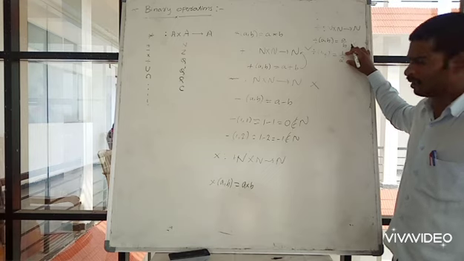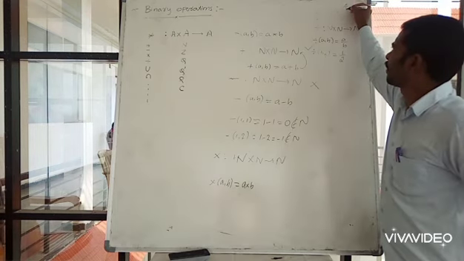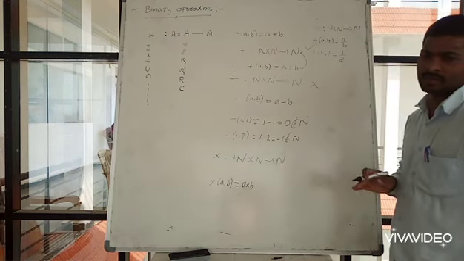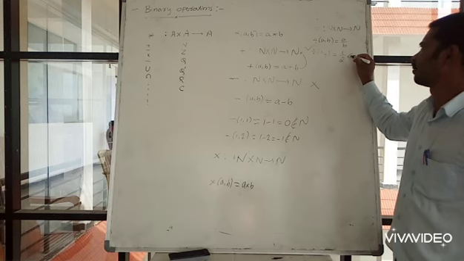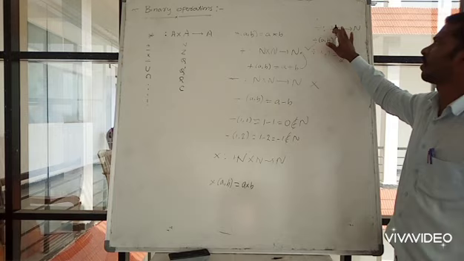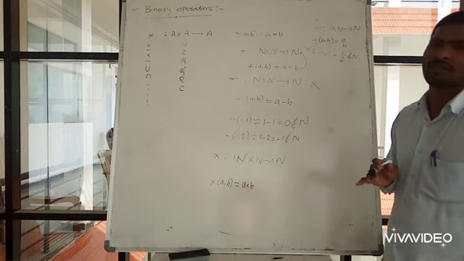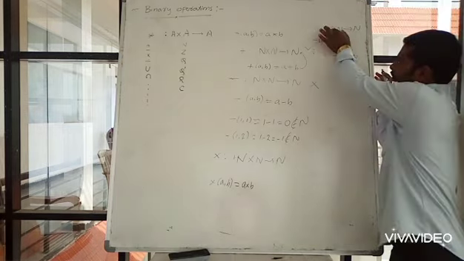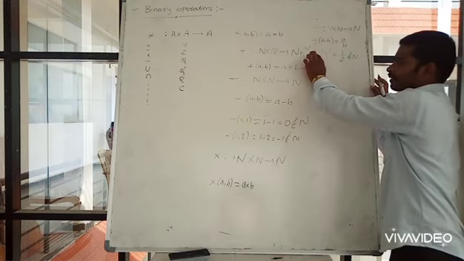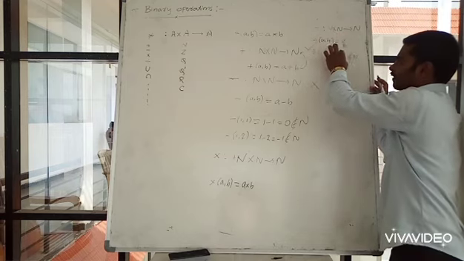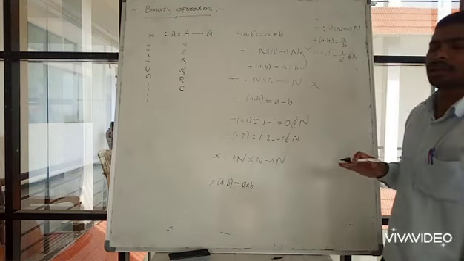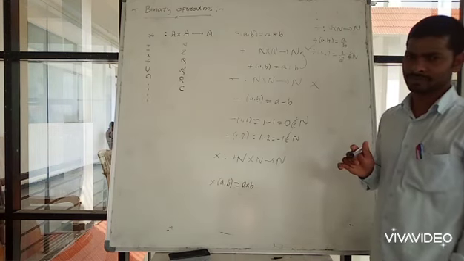This is not a natural number. Any number of the form A by B, where B is not equal to 0, is called a rational number. So this is a rational number, not a natural number. Therefore, this does not belong to N, right? Therefore, this division operation on the set of natural numbers is not a function, because there exist some ordered pairs in N cross N for which the division is not a natural number. Therefore, this operation is not a binary operation.